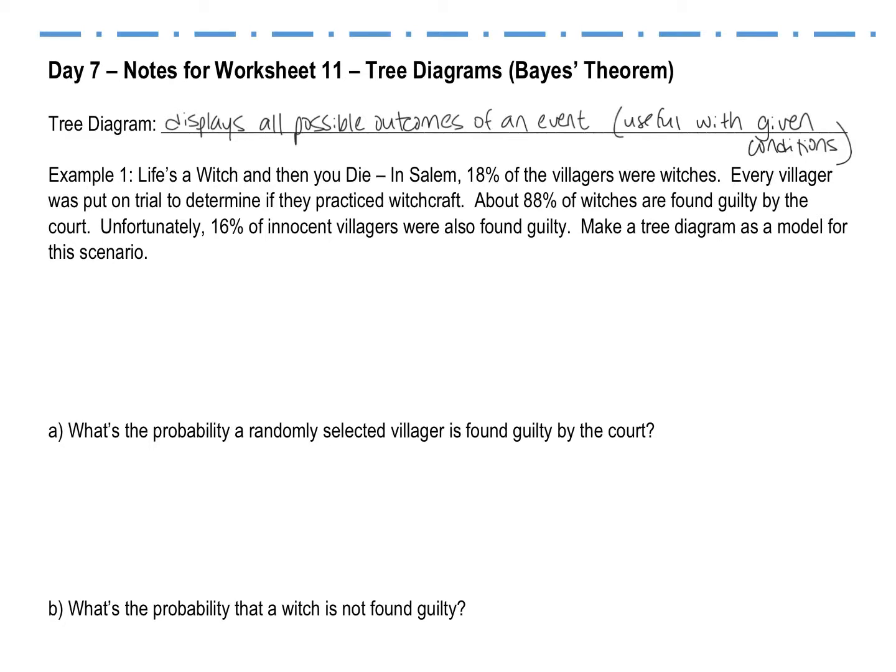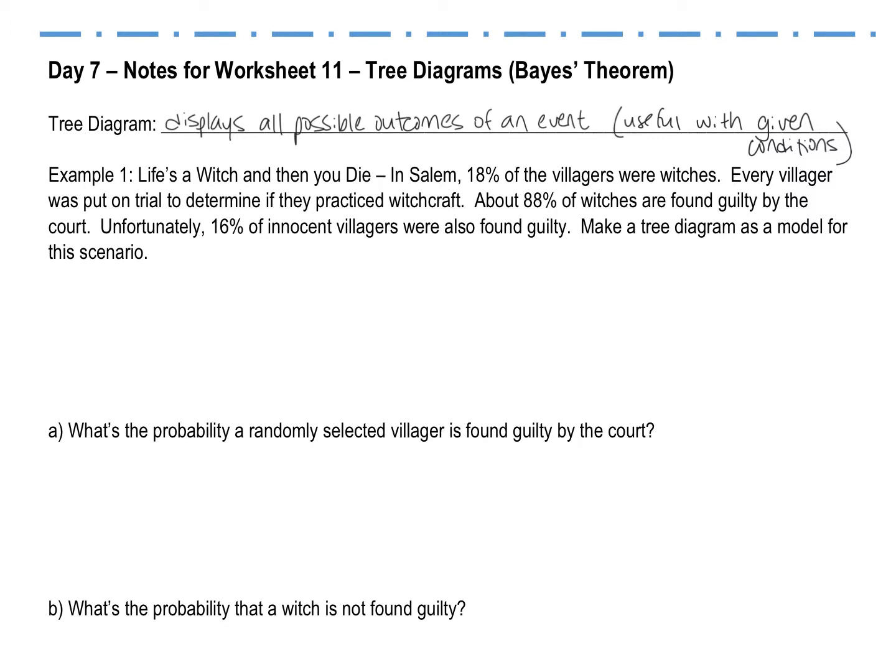All right, team, we've got tree diagrams today. Another word for Bayes' theorem is what it's referred to as. So if you ever hear me say Bayes' theorem, what I'm talking about is a tree diagram. You've probably seen a tree diagram in probability before, but what it does is display all possible outcomes of a certain event in a tree-like fashion. And the reason we use them is when there are given conditions.